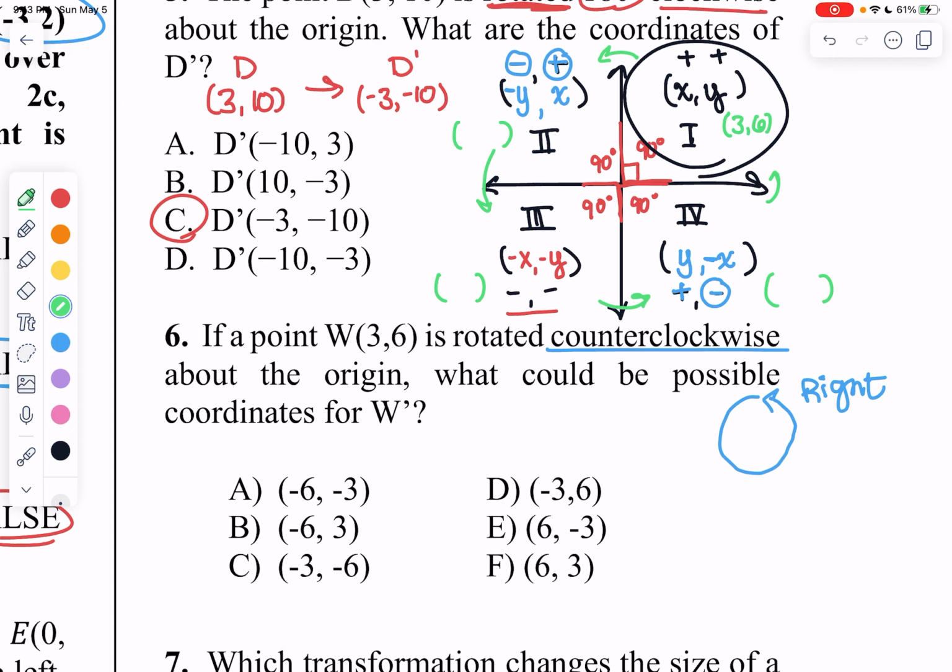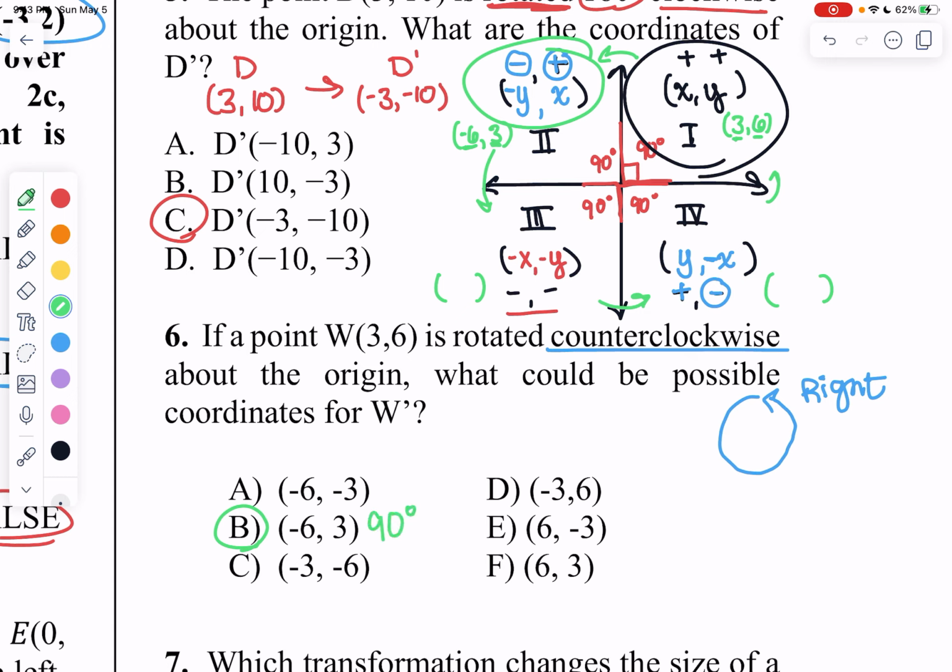Okay, starting with this 90-degree turn counterclockwise. So this rule is opposite of y, normal x. So right here, I want the opposite of y. Well, y is 6, so the opposite of y would be -6. Here, I want normal x, so just 3. Okay, (-6, 3) would be a 90-degree rotation. Okay, so that is going to be B. I'm going to write, this is my 90-degree rotation.